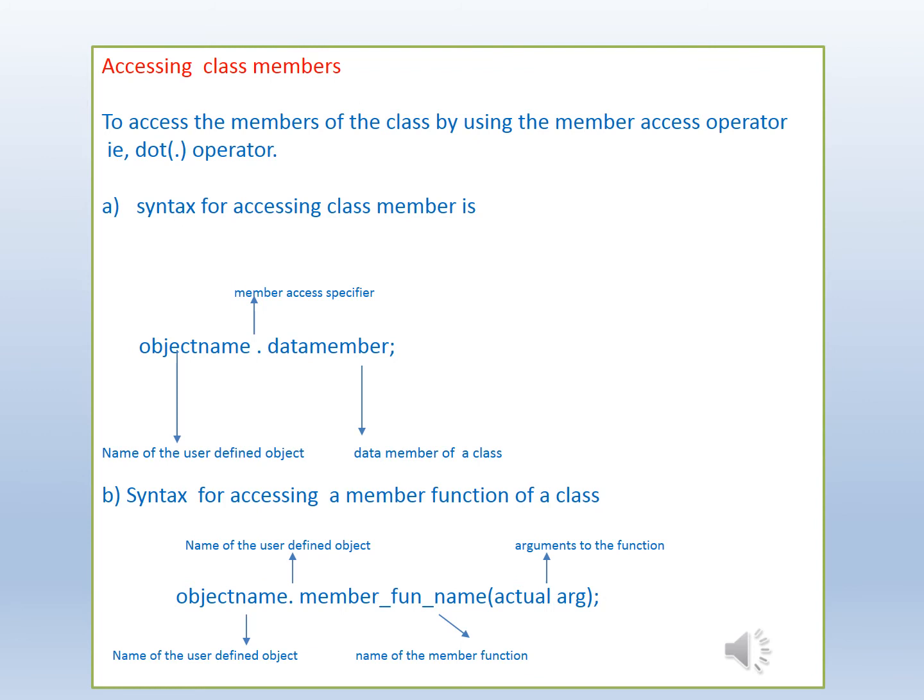Students, let us discuss how to access class members. Once the required number of objects are created, we are now ready to access its members. This is achieved by using the member access operator, that is the dot operator. The syntax for accessing members of a class is shown in figure A. To access data members, we use the object name followed by the dot operator and then the data member, ending with a semicolon.